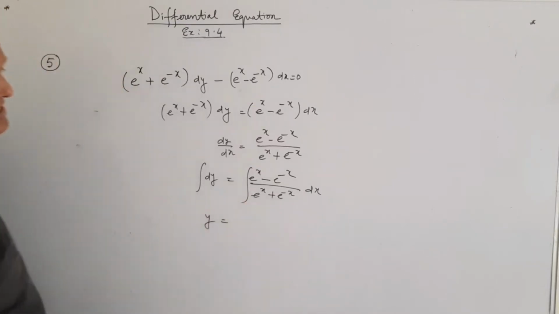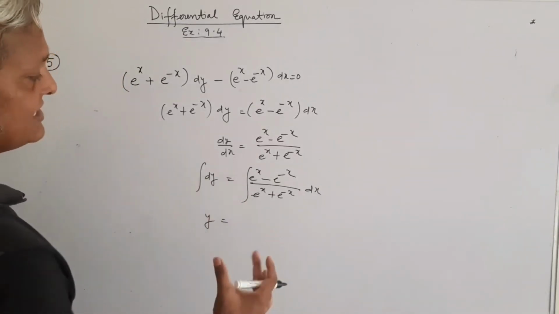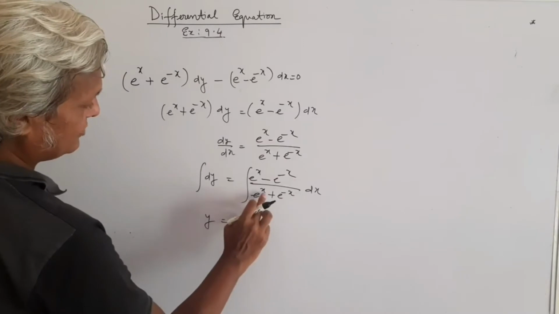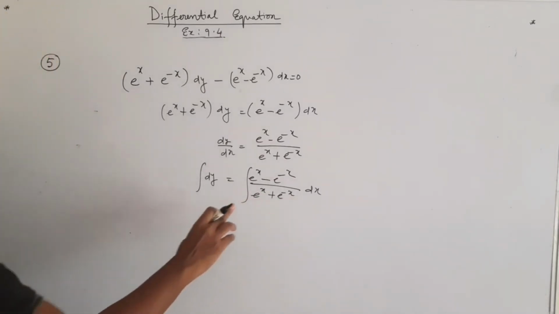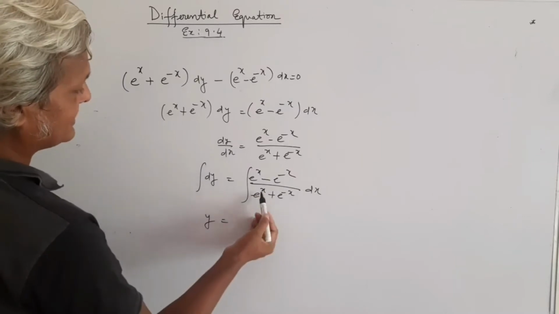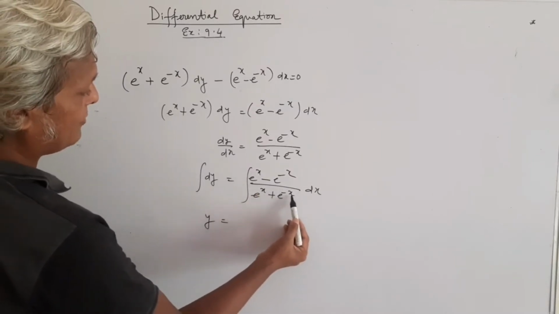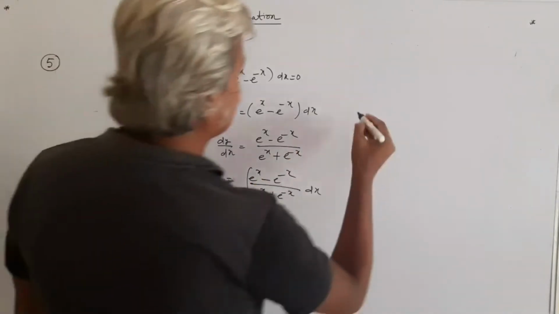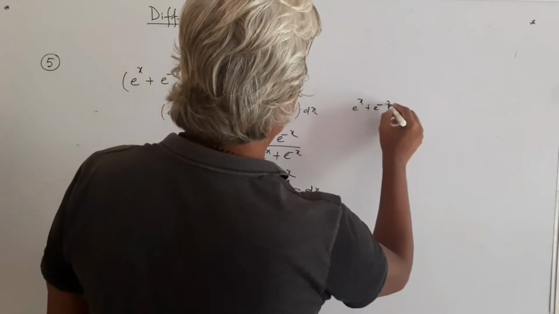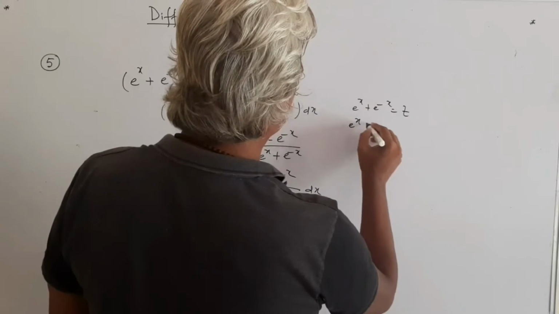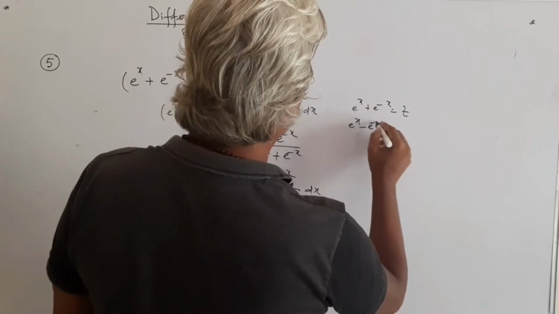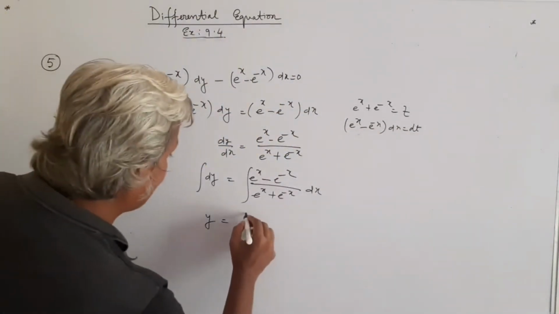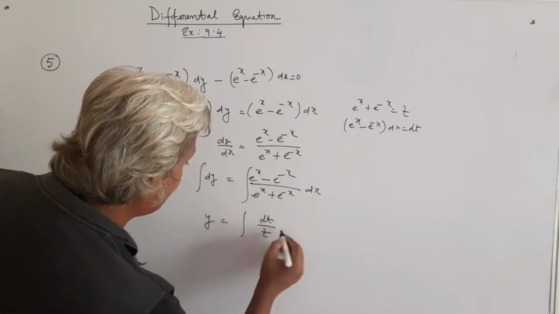Now look at this term properly. We have done so many differentiation and integration, so we must have a little more confidence in differentiation. If you just look at this term, e to the power x plus e to the power minus x, and take this as t, then differentiation of e to the power x gives you e to the power x, plus differentiation of e to the power minus x gives you minus e to the power minus x. It means that if you take e to the power x plus e to the power minus x as t, then you get (e to the power x minus e to the power minus x) dx as dt. So what I am trying to say is that you can write this as dt over t.